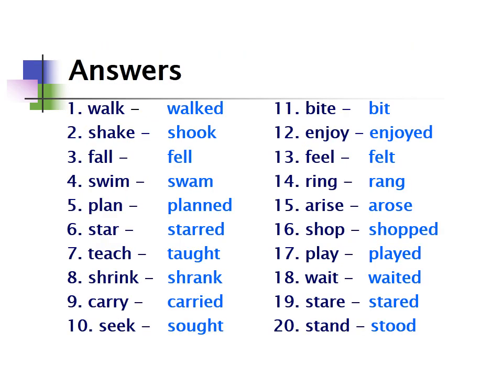Okay, let's see. How did you do? Number 1, walked. 2, shook. 3, fell. 4, swam. 5, planned. Double consonant. 2 ends. 6, starred. Double consonant. 7, taught. 8, shrank. 9, carried. You see that Y becomes an I, and then you add ed. 10, sought. 11, bit. 12, enjoyed.